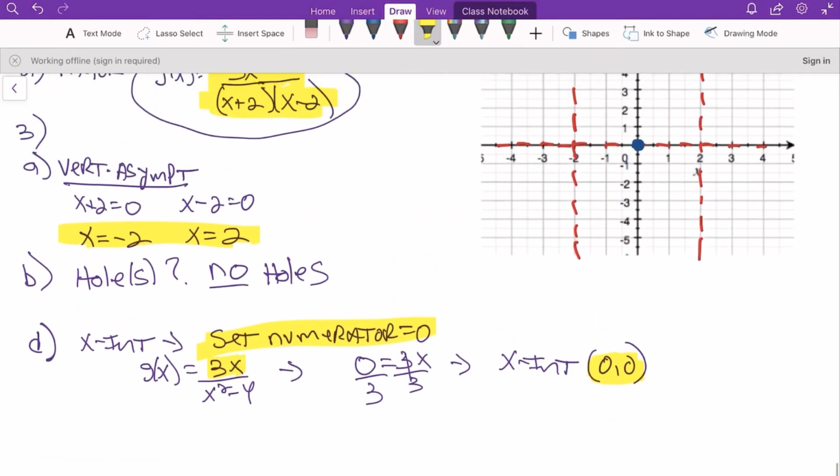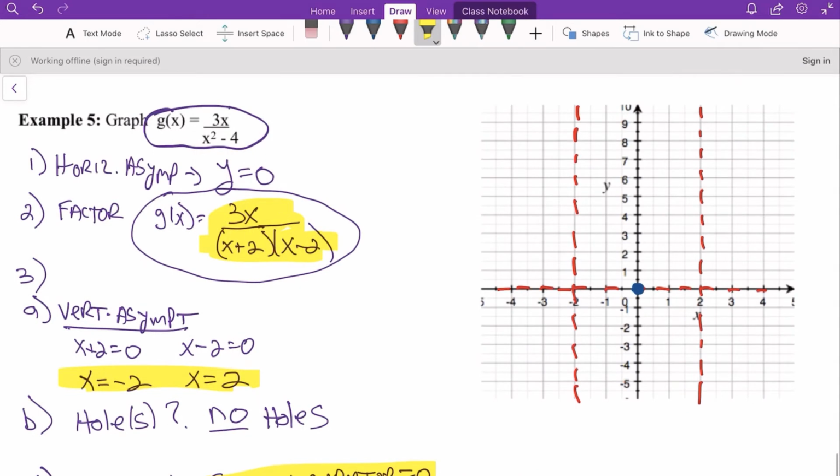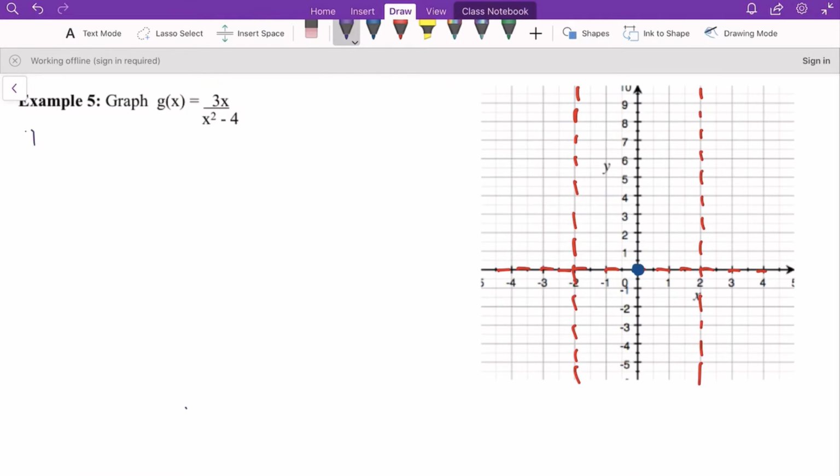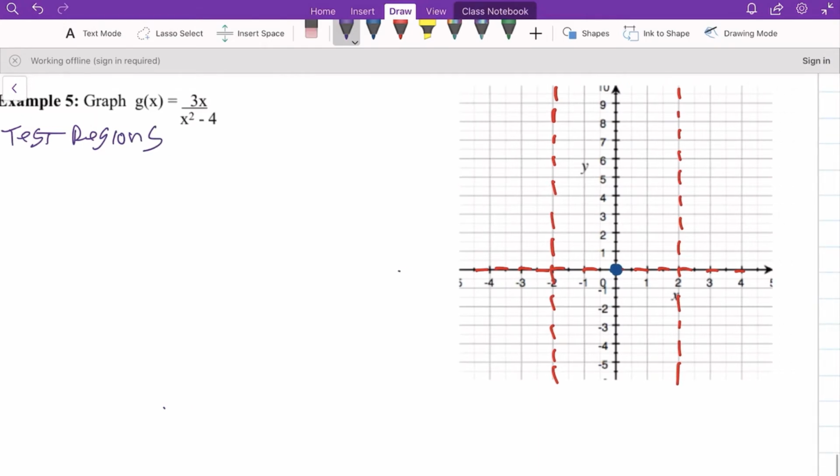So there's our graph. Well, there's a part of our graph. There's all the guidelines, and we only have one intercept. So now what we need to do is our test regions. So I'm going to erase all this. When we make our test regions, they're going to be at any place along the x-axis. Remember, I'm going to label this from negative infinity to positive infinity. That's what we did in the last example.